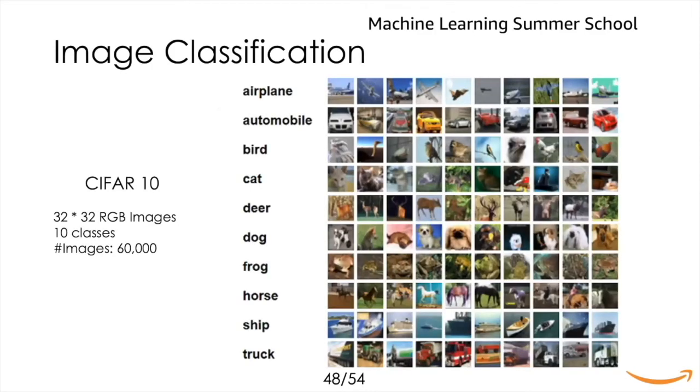Let's now go to the lab section. In the lab section, you're going to do image classification on a database called CIFAR10. It has around 60,000 32 by 32 RGB images, which you'll be learning to classify into 10 classes. These are the 10 classes given here.